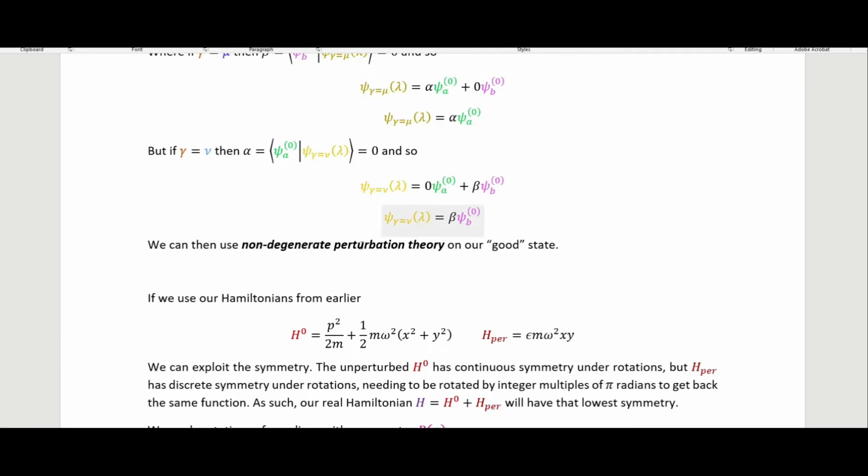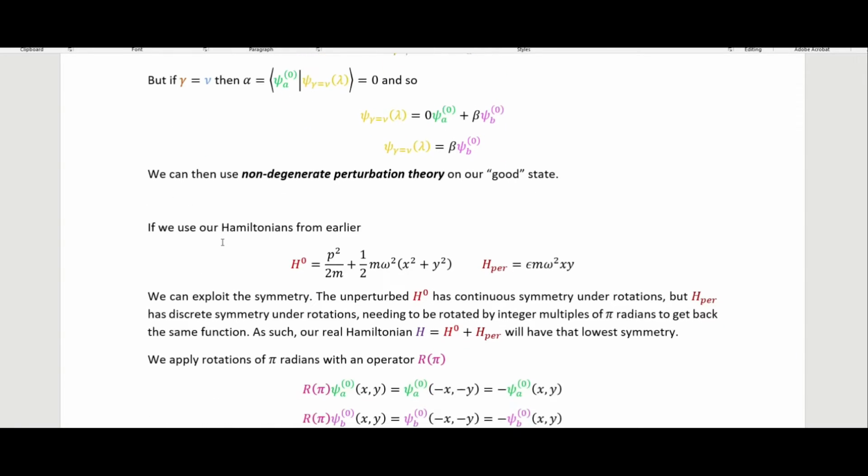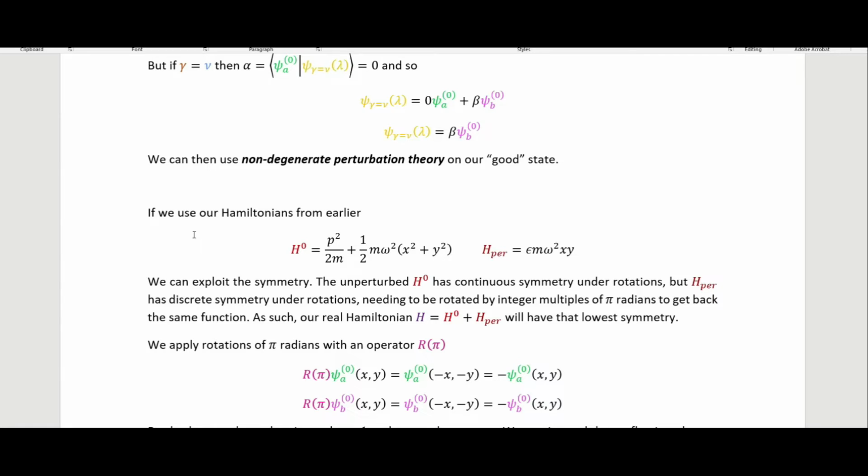And so this was a bit abstract, so let's use an example here. We use our Hamiltonians from an earlier video, where we have this ideal Hamiltonian here for a two-dimensional harmonic oscillator, and then we have our perturbation here, which is a function of x times y.